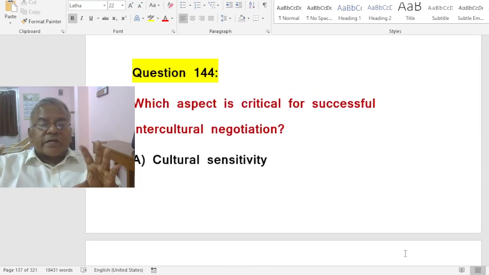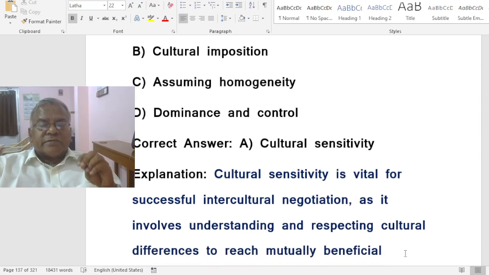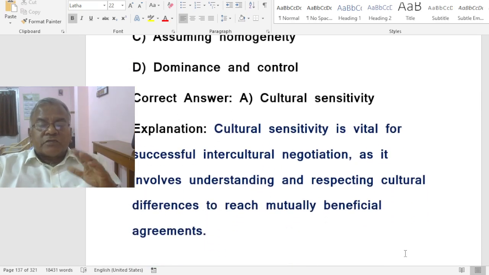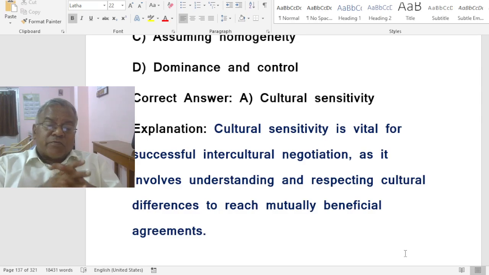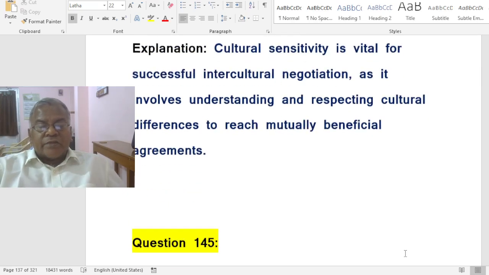Which aspect is critical for successful intercultural negotiation? That is cultural sensitivity. Cultural sensitivity is vital for successful intercultural negotiation as it involves understanding and respecting cultural differences to reach mutually beneficial agreements.